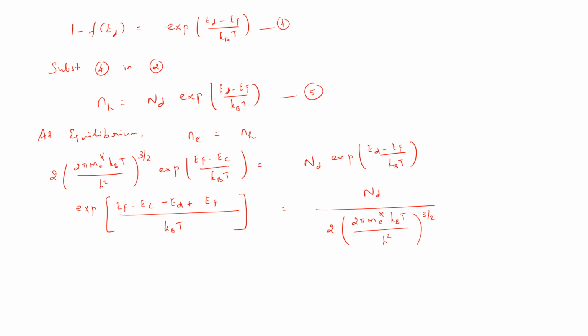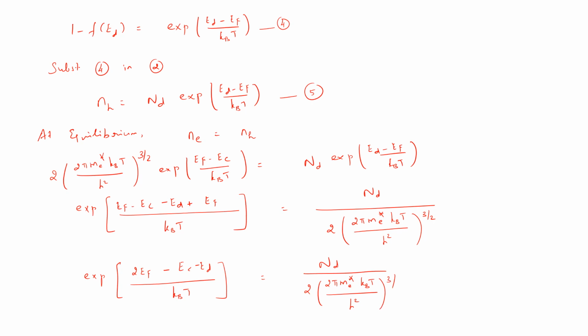Now you can see here, exponential (2EF − EC − ED) divided by KBT is equal to ND into 2 into (2 pi me star KBT by h square) whole power 3 by 2. Now I will first find out what is EF.